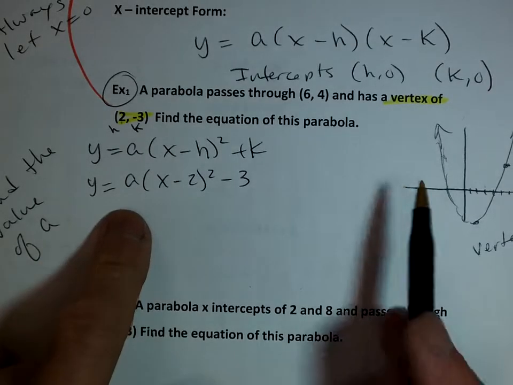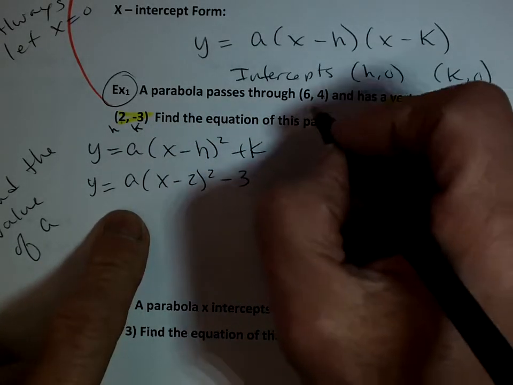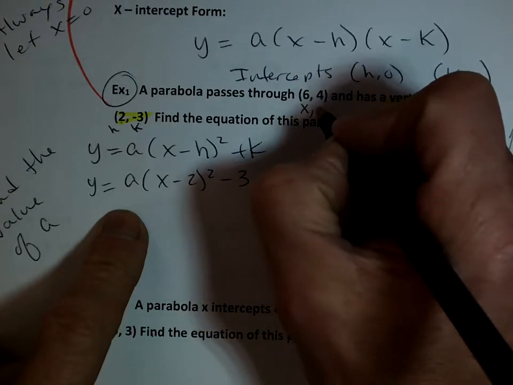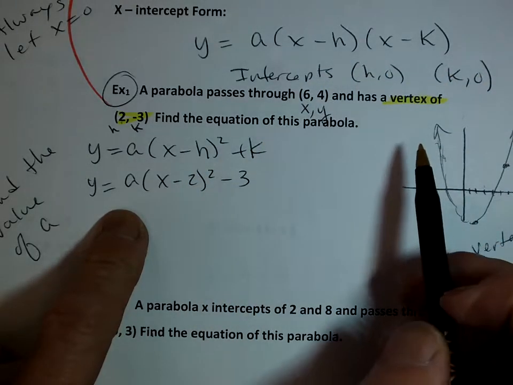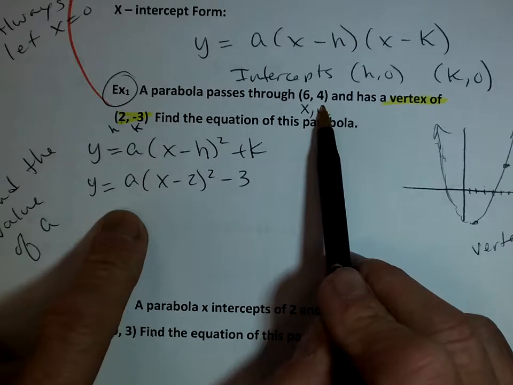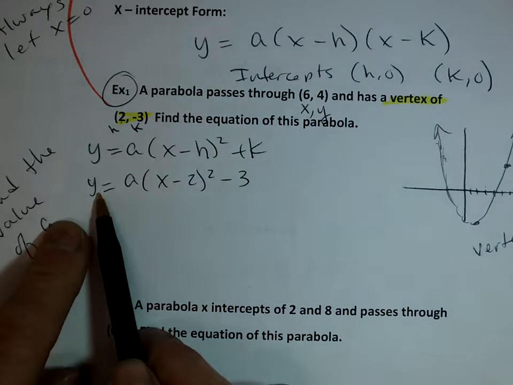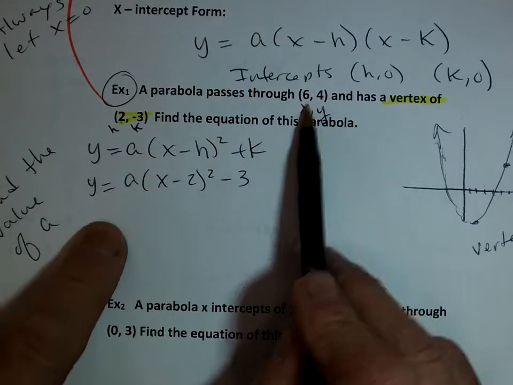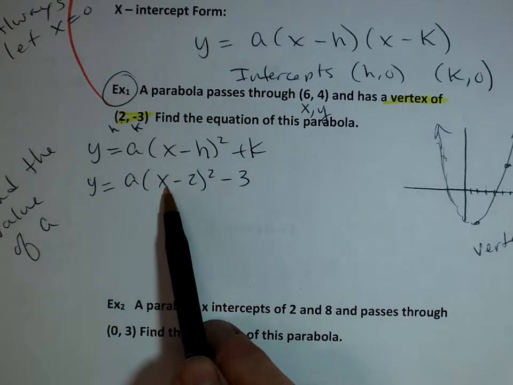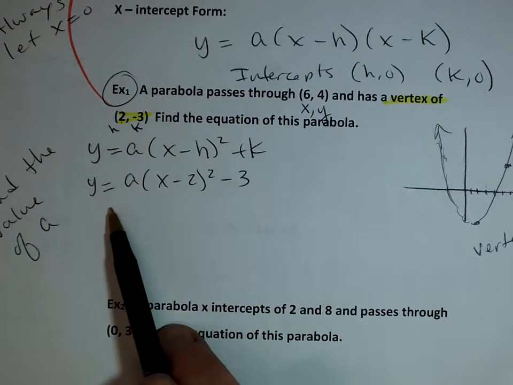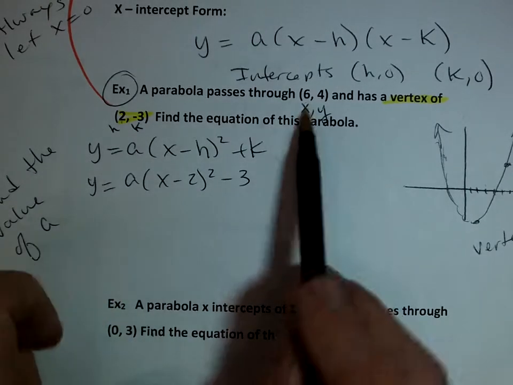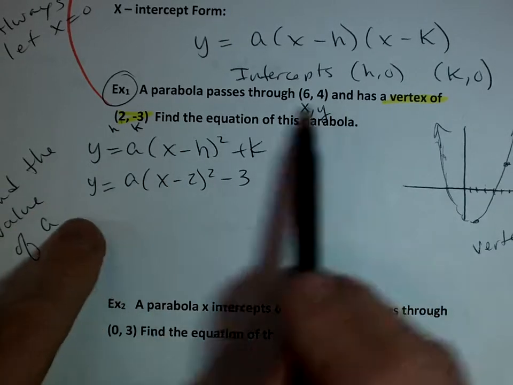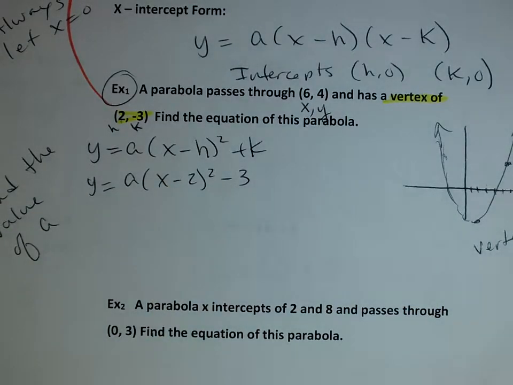I'm going to take my point, which is 6, 4. It has an x and a y value, doesn't it? So I'm going to take my 4 and plug it in for y, and I'm going to take my 6 and plug it in for x. Then all the variables are filled except for a. I'll say it again: if I put my 6 in for x and plug my 4 in for y, then all my variables are filled, what's left is a, and I can solve for a. So let's do that.